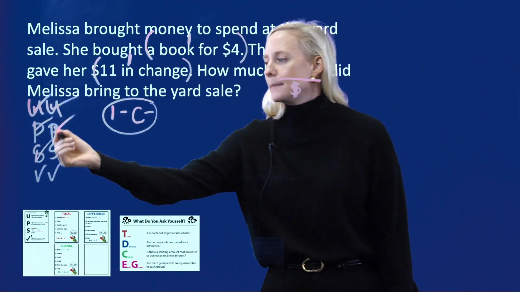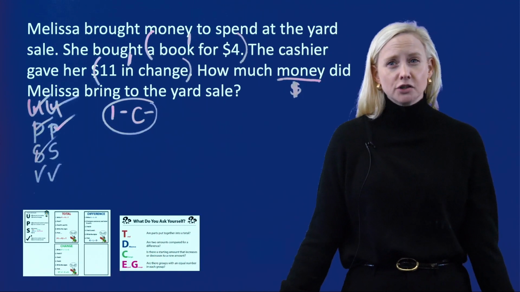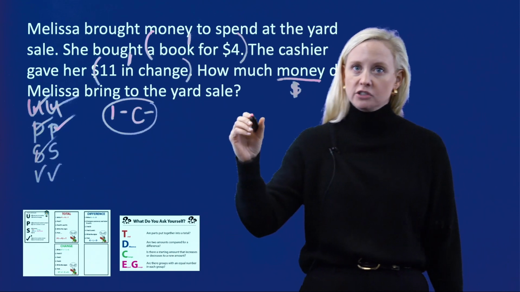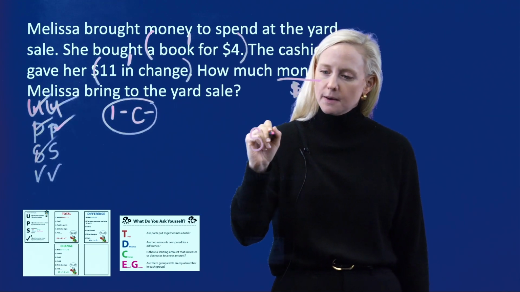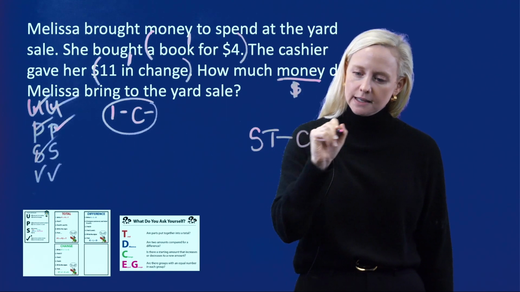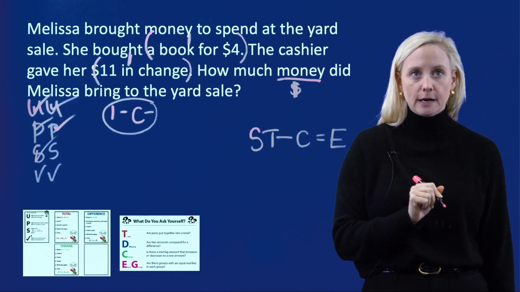I know this is a change decrease because my amount decreased, or Melissa's amount decreased when she bought the book. I'm going to check off my first S, and now I can look at my large schema mat version 3 and write my change steps. So here I know that this is a minus or a decrease, so I'm going to write ST minus C equals E, or the start amount minus the change amount equals the end amount.